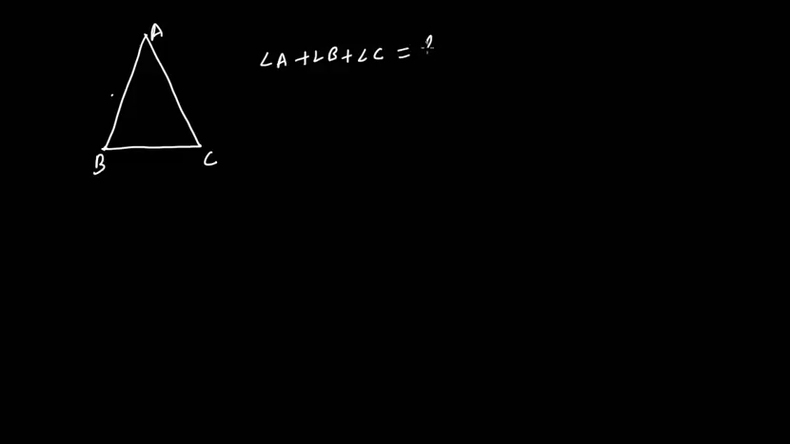Now let us see the sum of angles of a triangle. Now you know that if we have a triangle, say I have a triangle ABC, I have three sides, three vertices, and I have three angles, right? But if I ask you whether the sum of angle A plus angle B plus angle C is fixed, or can it have any value?